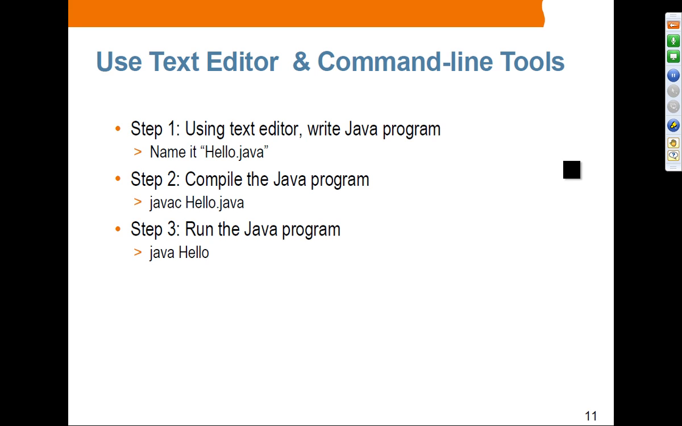So you're going to use the javac compiler. You say javac, and then you provide the name of your Java source file, in this case, hello.java. And then you're going to run the Java program. Here you're going to provide the Java runtime environment, called java, and hello.